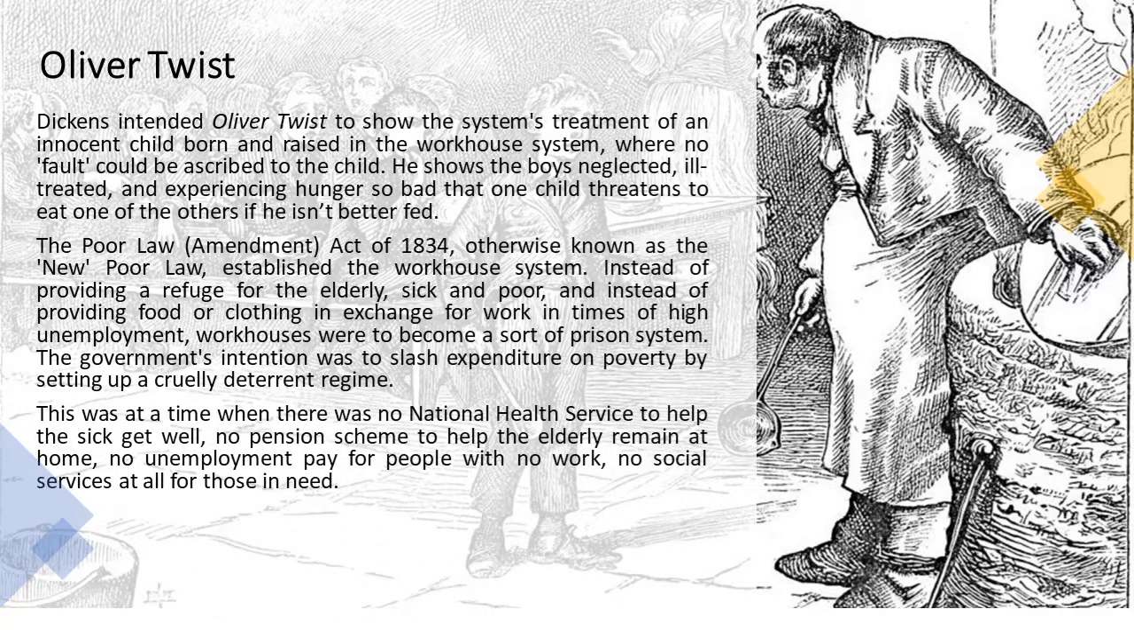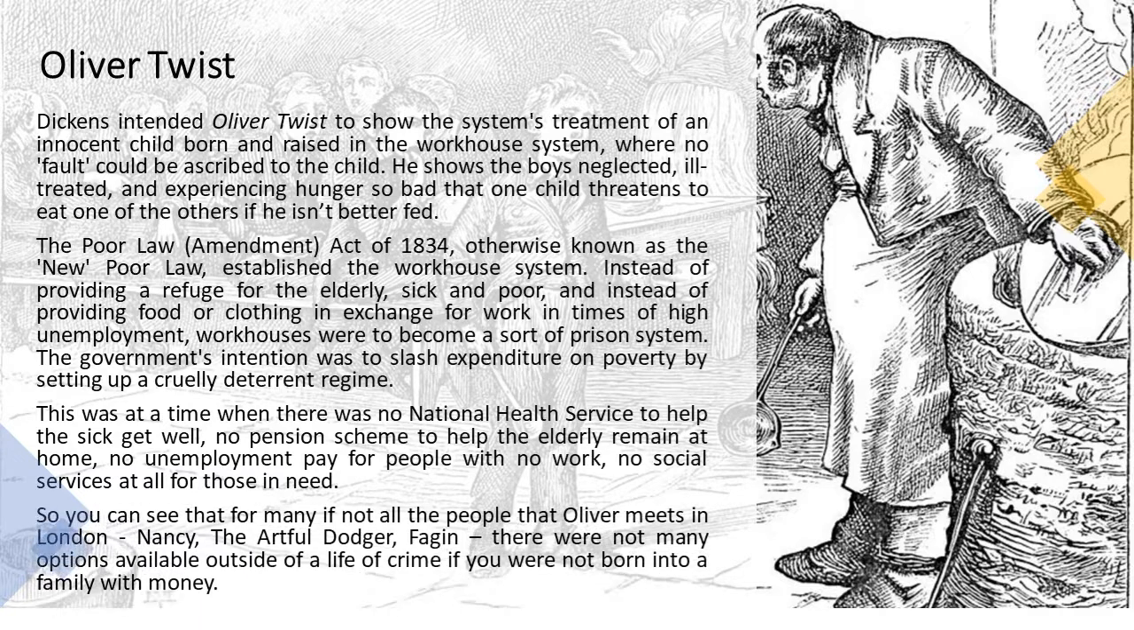This was at a time when there was no national health service to help the sick get well, no pension scheme to help the elderly remain at home, no unemployment pay for people with no work, no social services at all for those in need. So you can see that for many, if not all, the people that Oliver meets in London, Nancy, the Artful Dodger, Fagin, there are not many options available outside a life of crime if you are not born into a family with money. Pause the video to make some notes, please.